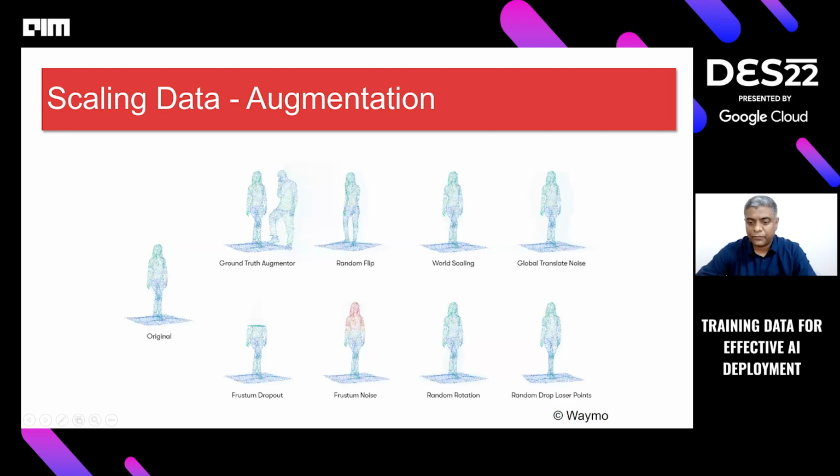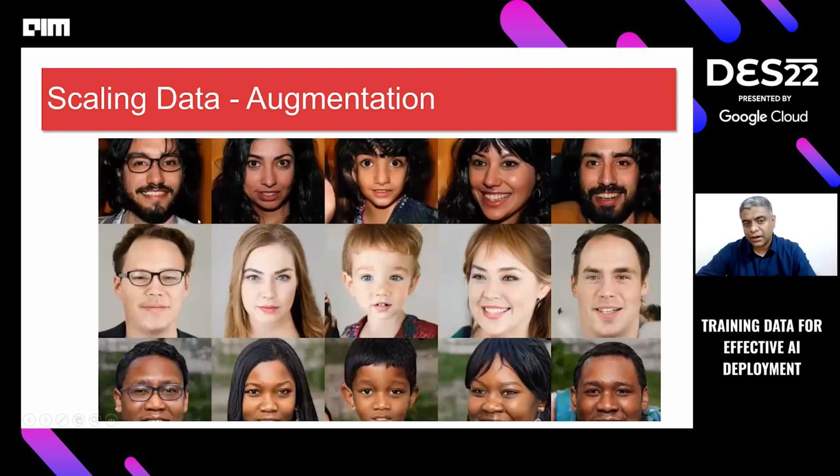This is an example from Waymo where a point cloud is taken and it is augmented in multiple ways to improve the dataset size that is used for training. The point clouds can be aggregated, they can be scaled and randomly flipped, or various levels of noise can be introduced to increase the training dataset size. Another approach is to use deep learning to generate images, which is a very popular approach when you're trying to balance a data set and make sure that the data set is evenly distributed amongst all the classes.